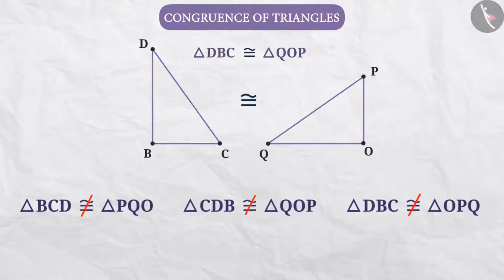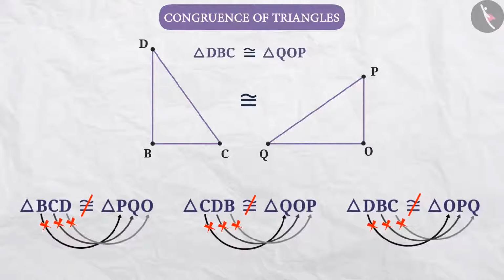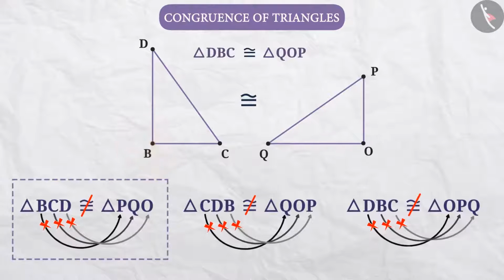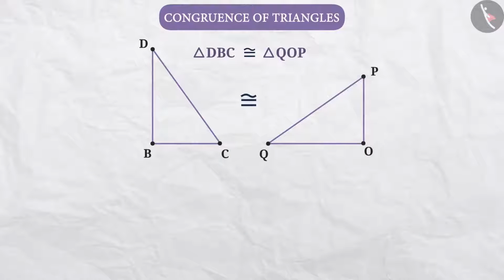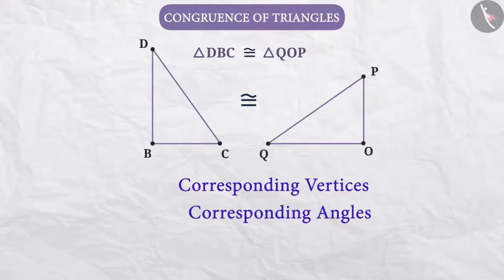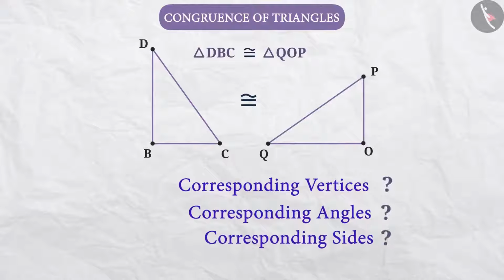But with respect to congruency, we cannot show in this way because corresponding parts of triangles are not taken into consideration. That is, if we try to put the vertex B on the top of vertex P, the vertex C on the top of vertex Q, and the vertex D on the top of vertex O, then we know that the two triangles do not cover each other. By understanding correspondence, we can find out which corresponding vertices, corresponding angles, and corresponding sides are in congruent triangles.